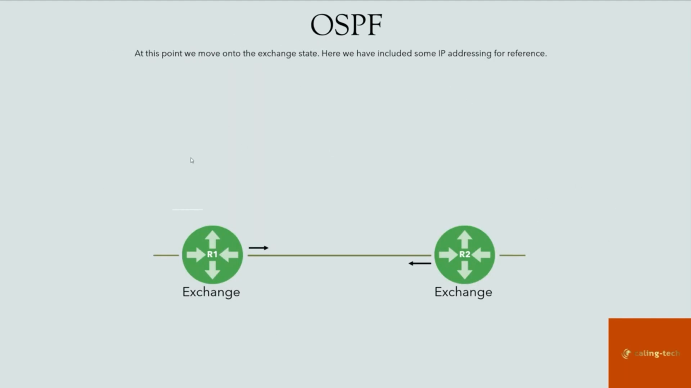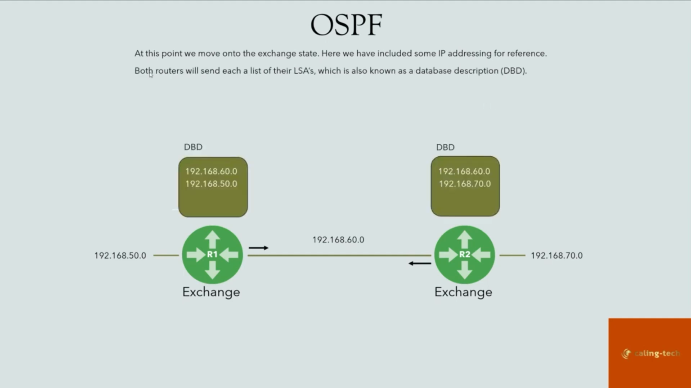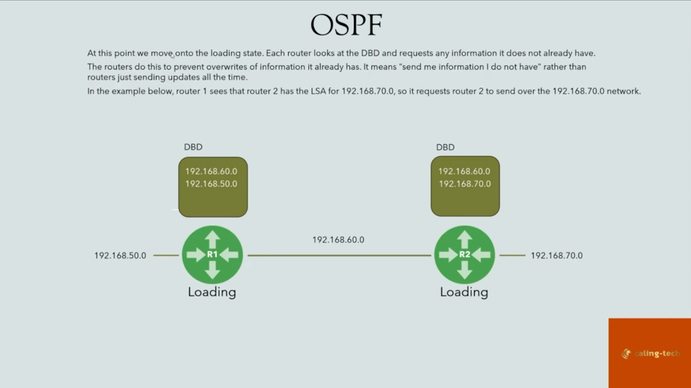Now, in this example, I'm going to include some IP addresses so that we can see what happens with the link state updates. As we see, router 2 knows about the 70 network because it's connected to it, and router 1 knows about the 50, and they share the 60 subnet. So both routers will send each other a list of their LSAs. They're also known as database descriptors or database descriptions. At this point, we move into a loading state, as can be seen on router 1 and router 2.